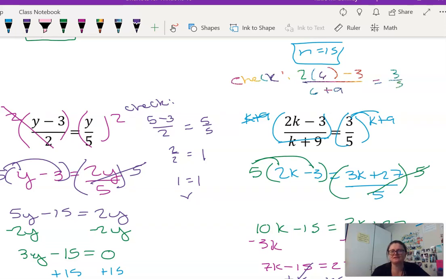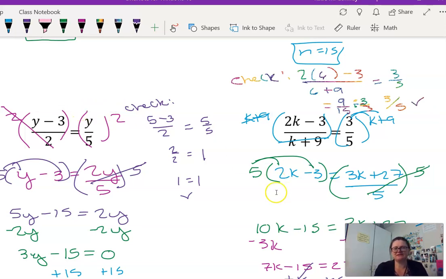Well, 2 times 6 is 12 minus 3 is 9. 6 plus 9 is 15. Is 9 15ths the same thing as 3 fifths? Well, 9 divided by 3 is 3, and 15 divided by 3 is 5. So if we divide both the top and the bottom of this by 3, you end up with 3 over 5. So it checks out.